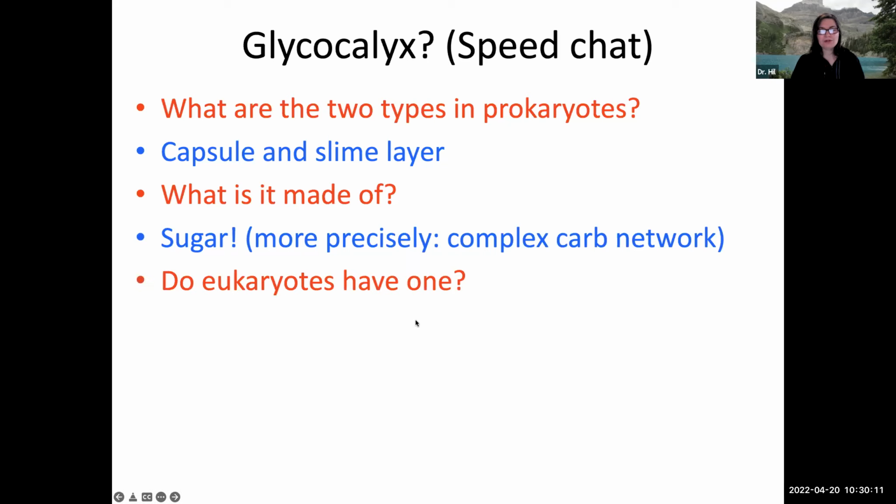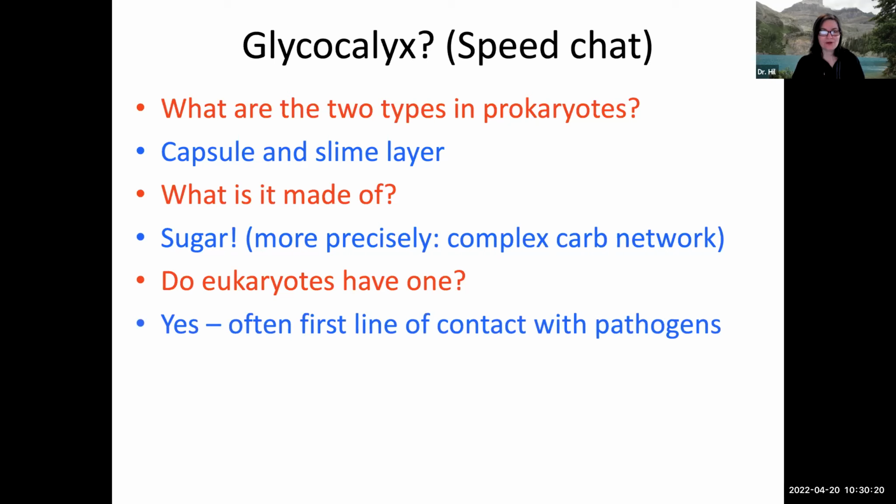Do eukaryotic cells have a glycocalyx? Some of them do. Just like prokaryotes, it's not every cell, but some of them do. And in the case of, say, human tissue, it's often part of the first line of contact with pathogens. So environmentally facing tissues like your mucous membranes, those cells have a glycocalyx that sort of underlies the mucus layer.